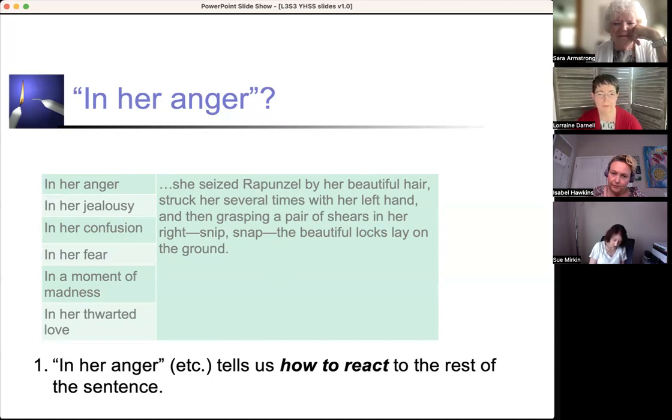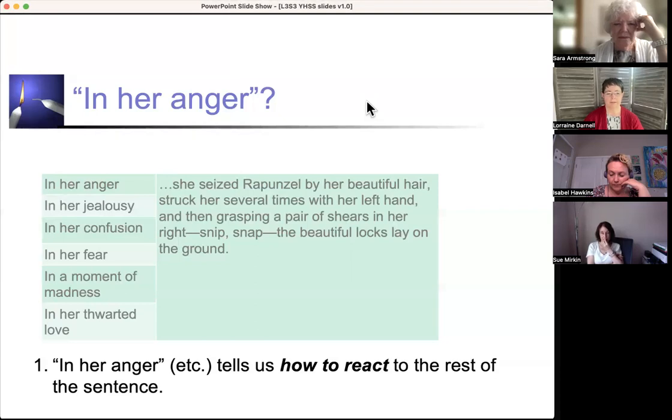Lorraine, is that something on the tip of your tongue? No, I was just thinking, if you start out with in her thwarted love, I guess I would wonder if she's secretly in love with Rapunzel and is angry with her for not reciprocating. Yes. And notice how just in her thwarted love, that's just four words, but it starts us thinking in that direction. And so that's a choice you always have. You can get us going in a particular direction with just three words, four words.